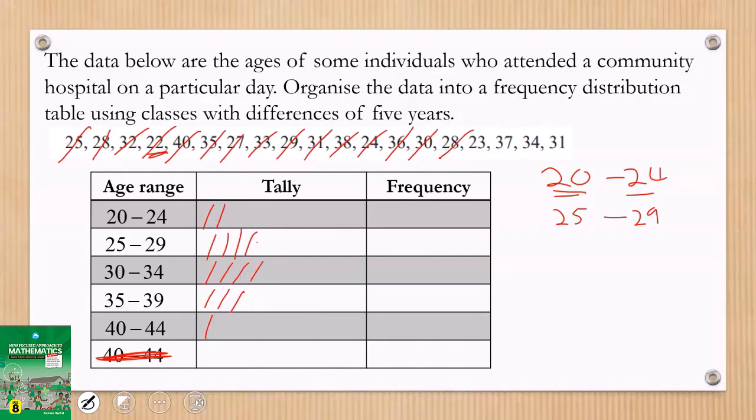28, you see how I'm doing it? That's how you're supposed to do your work, so you will not miss any of them. 23 can be found here. 37 can be found here. 34, cross this one. 31 will still come this way, right? So here we have 3, we have 5, we have 6, we have 4, we have 1. So that becomes the frequency distribution table.